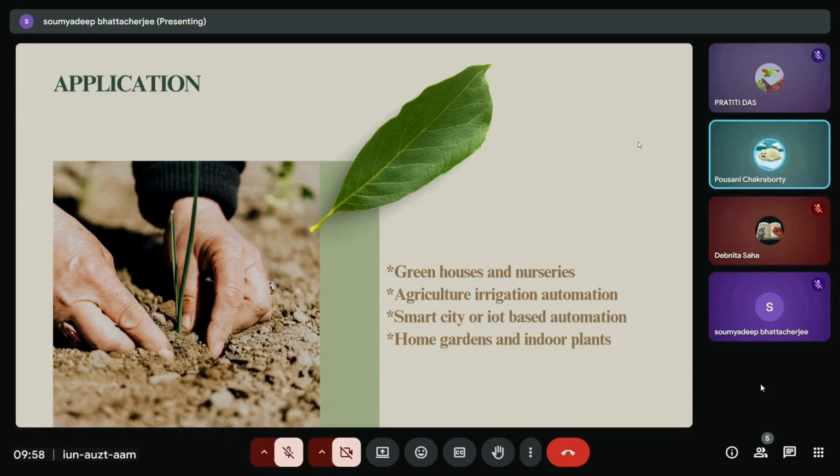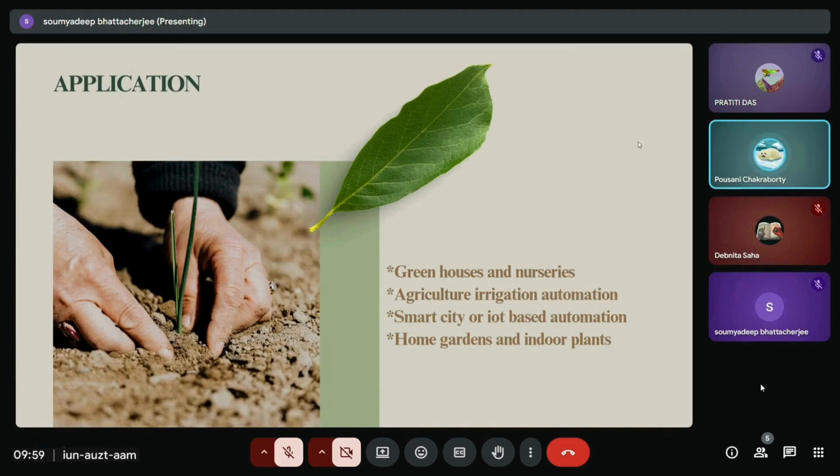Fifth, public gardens and institutions. By installing this system, water can be distributed efficiently and maintenance costs can be reduced. It also reflects an eco-friendly and tech-savvy image for institutions that adopt such automation.